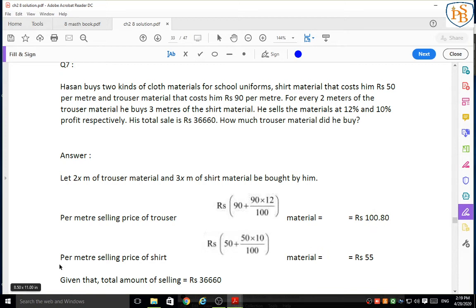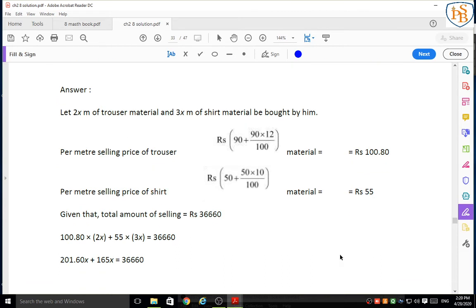Like this, we have to find out the per meter selling price of shirt. The cost price is rupees 50 for the shirt, and they give us 10% profit. Okay, that 10% profit on the cost price. So we have to multiply 50 and 10, and they give us that profit information in the form of percentage, so we have to write 100 at the denominator place. So the per meter selling price of shirt is rupees 50 plus 50 into 10 upon 100. So we get here rupees 55.